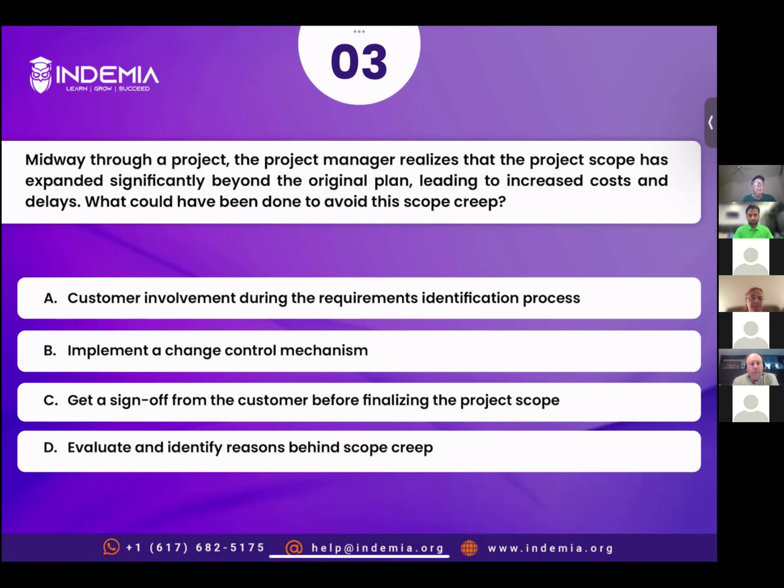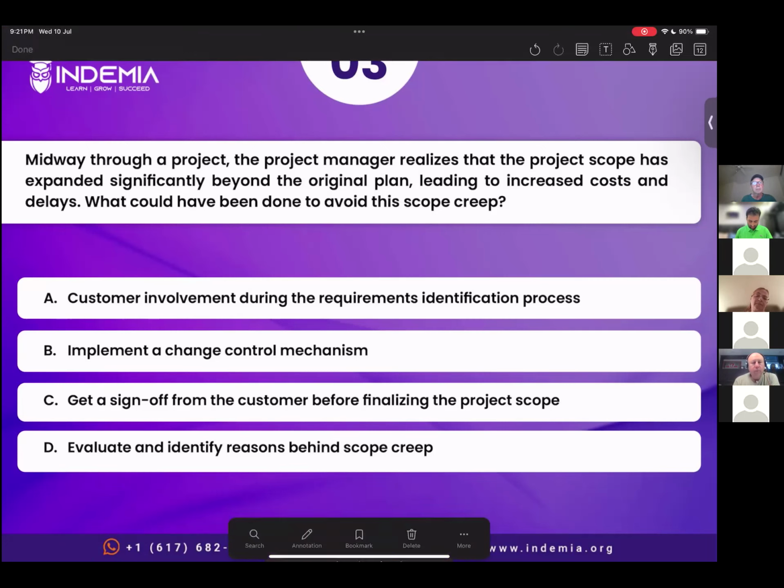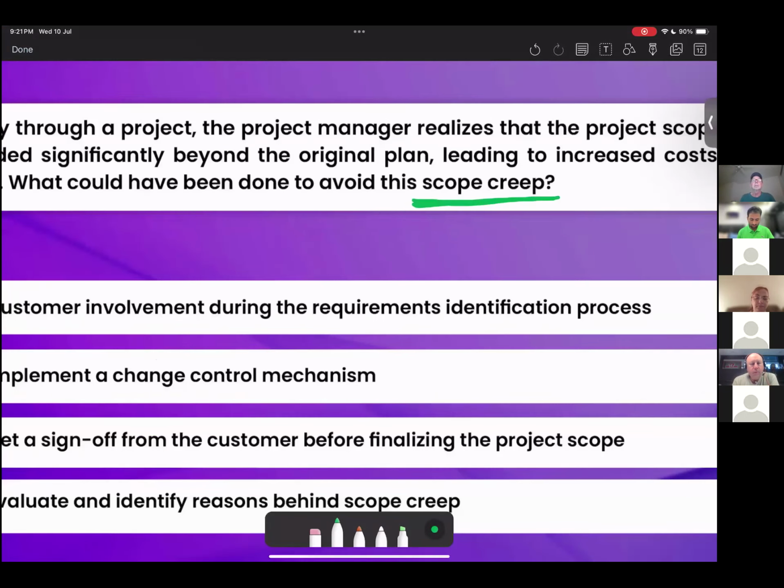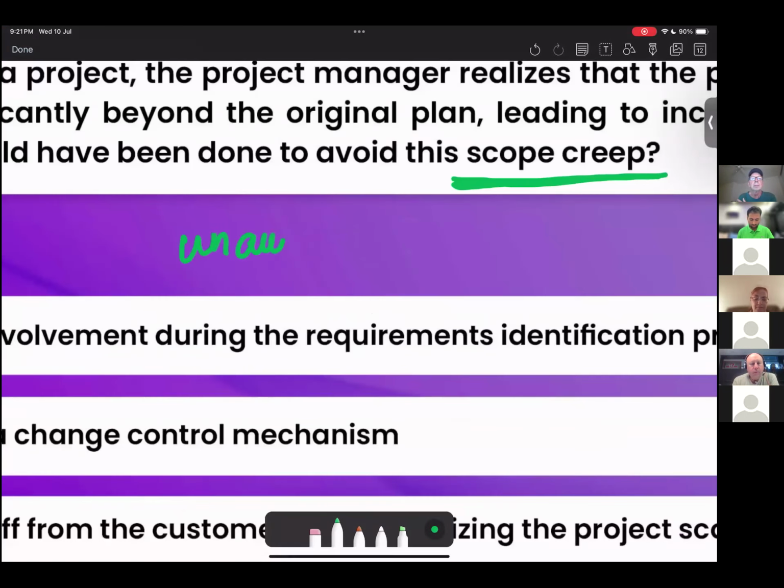Correct answer is option B, implement a change control mechanism. Why? The question says how we can avoid scope creep, right? Now, what is scope creep? Scope creep is any unauthorized or unapproved changes to product scope.